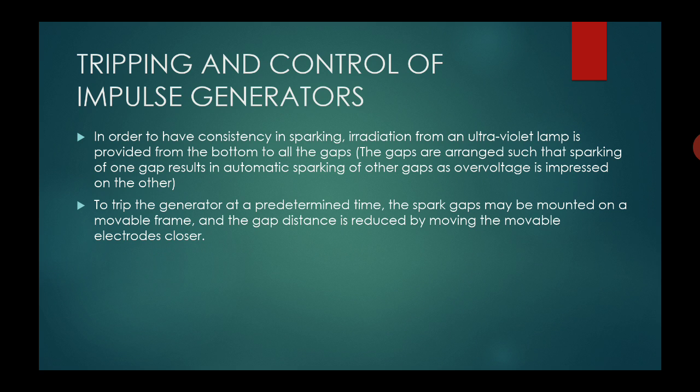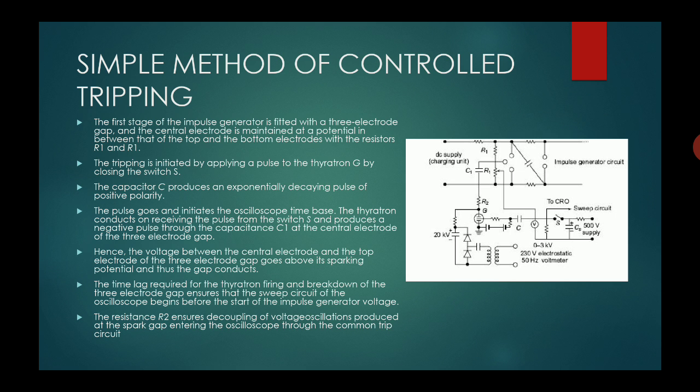Again, the spark gap is made on a movable arrangement structure, so that when we require a sparking, these structures are brought together, so the spark gaps become very close to each other. So this is how we control the sparking of the impulse generator. This is one of the methods of controlled tripping.